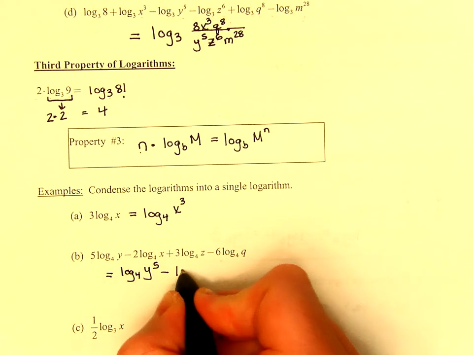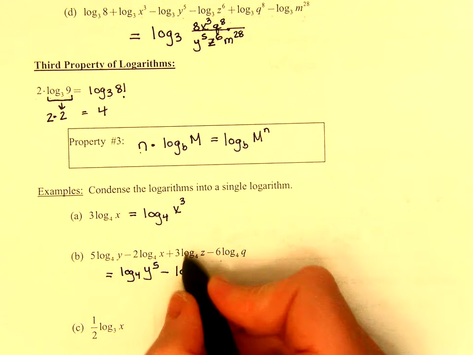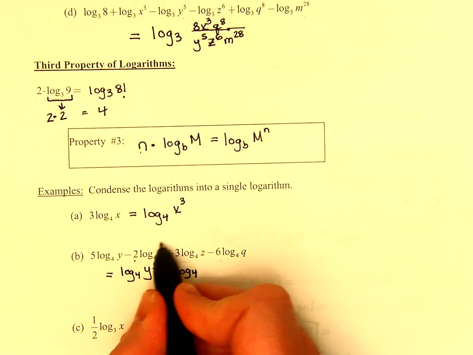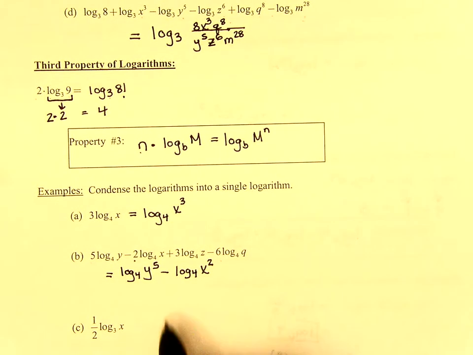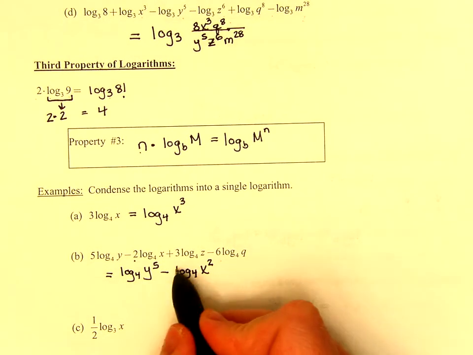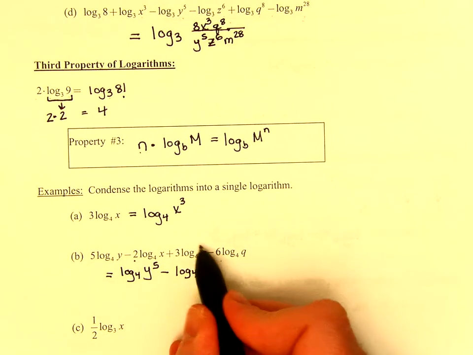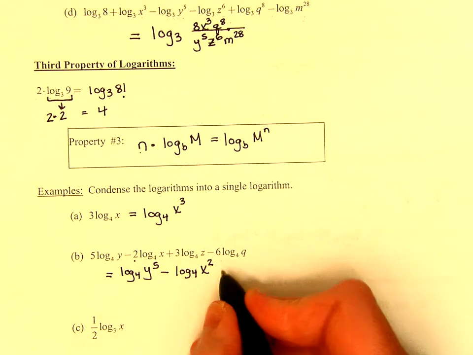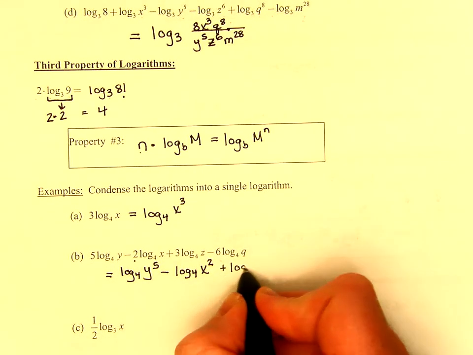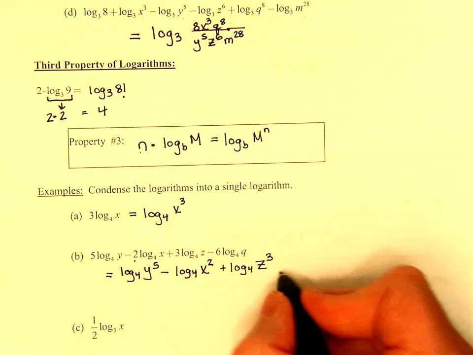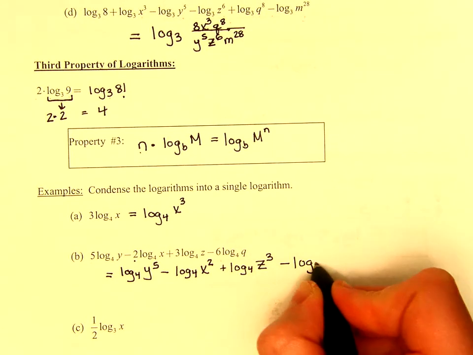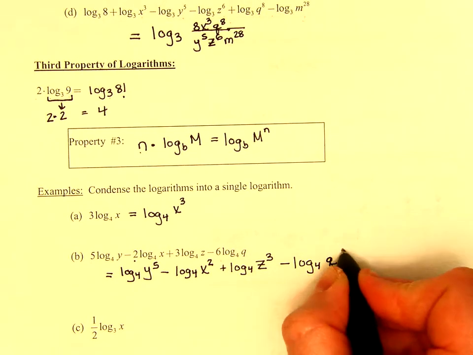Minus log base 4 of, well, this 2 will become a power on that x, so I'm going to get x squared. And again, realize I'm just leaving that minus sign there for now. In the next term, that 3 from out front will become a power on the z, so I'm going to get log base 4 of z to the third. And to finish it off, I'm going to say minus log base 4 of q to the 6th.